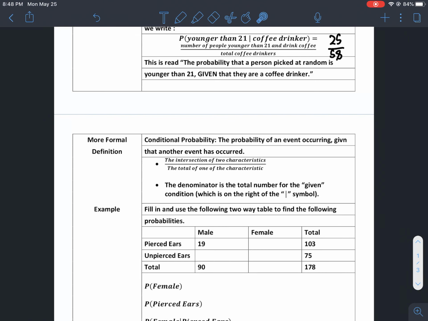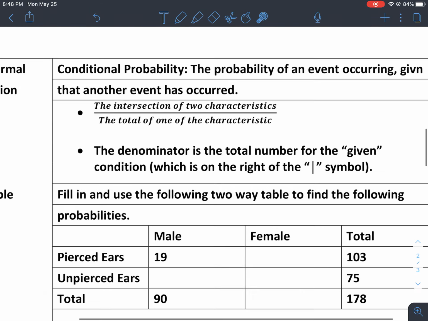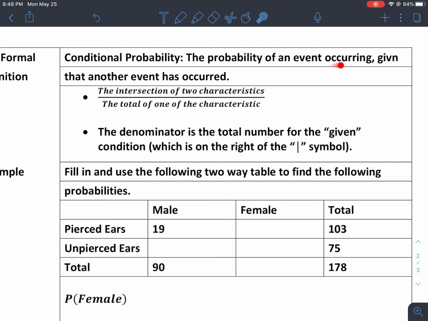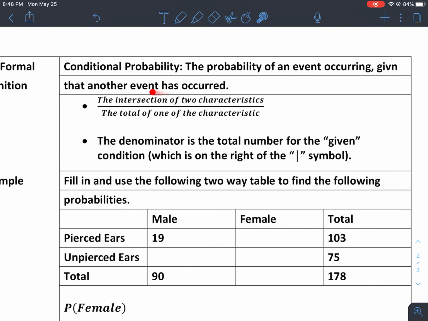So, the fancier definition, because that wasn't fancy enough: conditional probability is the probability of an event occurring given that another event has occurred. Or you can think of it as the intersection of two characteristics divided by the total of one characteristic. That's just jargon to confuse people, basically. Or I can think of the denominator as the total number for the given condition, which is right of the line symbol.